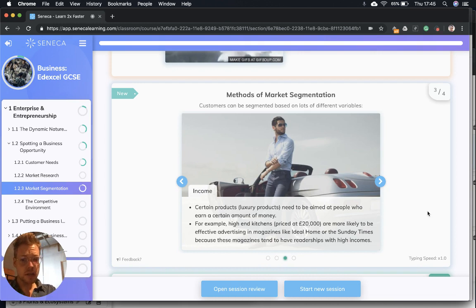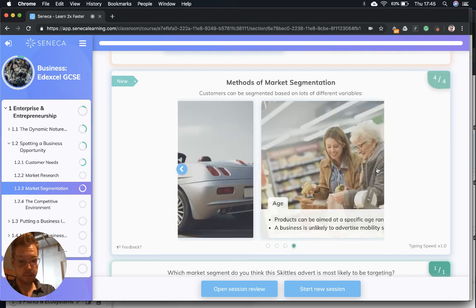Income. Certain products, luxury products, need to be aimed at people who earn a certain amount of money. For example, high-end kitchens priced at like 20k, honey, so many things I'd rather buy than a kitchen, are more likely to be effective advertised in magazines like Ideal Home or the Sunday Times. And that's because these magazines tend to have readerships with high incomes.